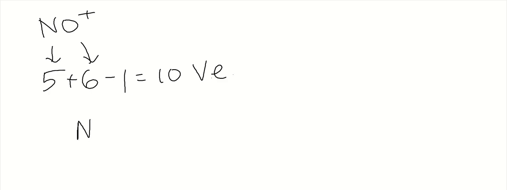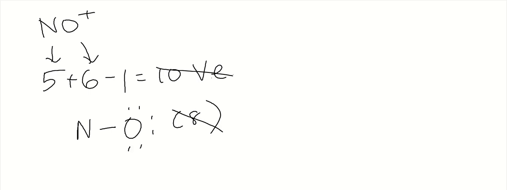We're going to put a bonding pair between the nitrogen and the oxygen, and that's going to reduce the number of electrons that we have to 8. And let's get the octet going on these atoms. So there's 2, 4, 6. We have two more. Put them on nitrogen there.